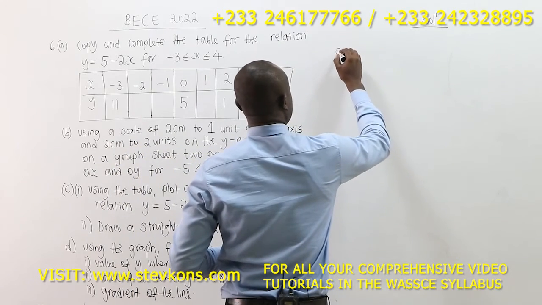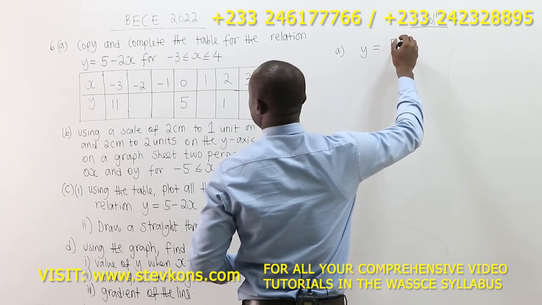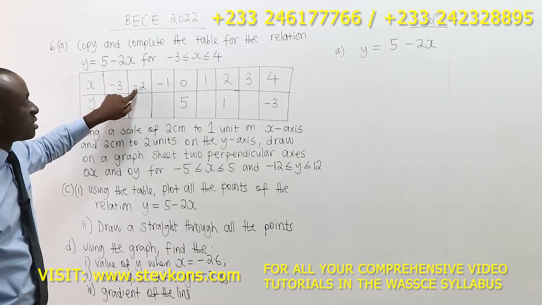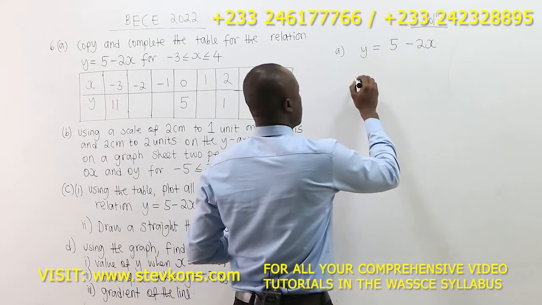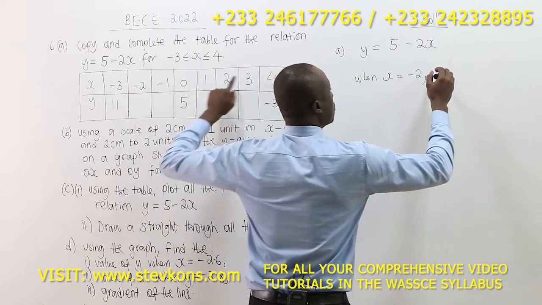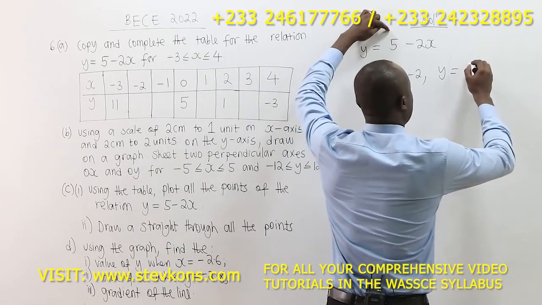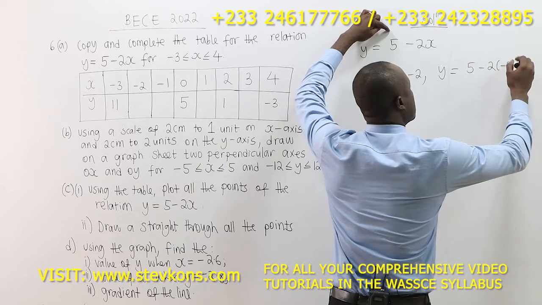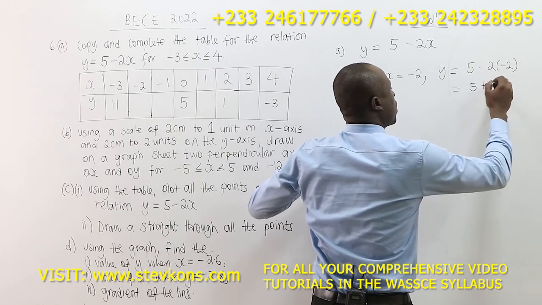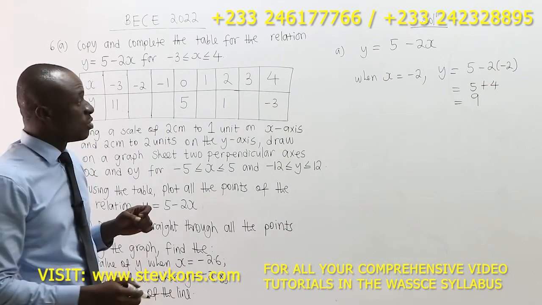Now, for the A part, we know the equation is y equals 5 minus 2x. So when x is negative 3, we know, but when x is negative 2, we don't know what y is. So when x is negative 2, what do you think will be y? Whenever you see x, you put negative 2 over there. So we have 5 minus 2 times negative 2. Negative times positive, 2 times 2, 4. So 5 plus 4, and clearly this is 9. So when x is negative 2, y is 9.